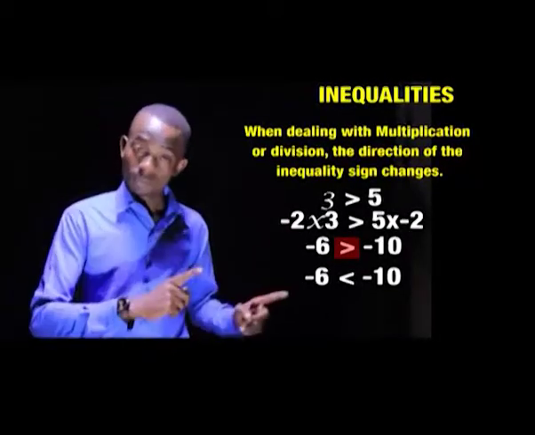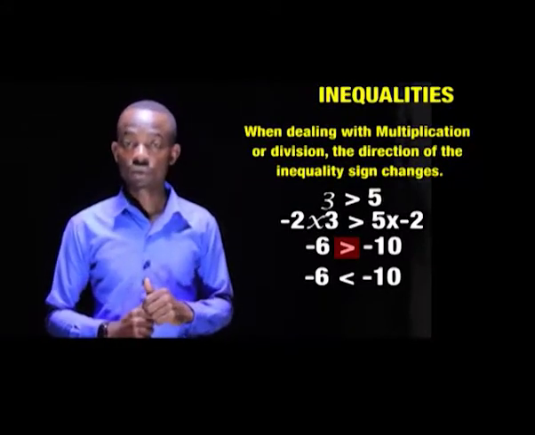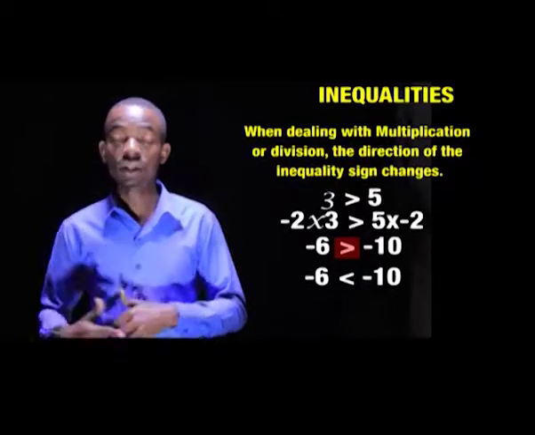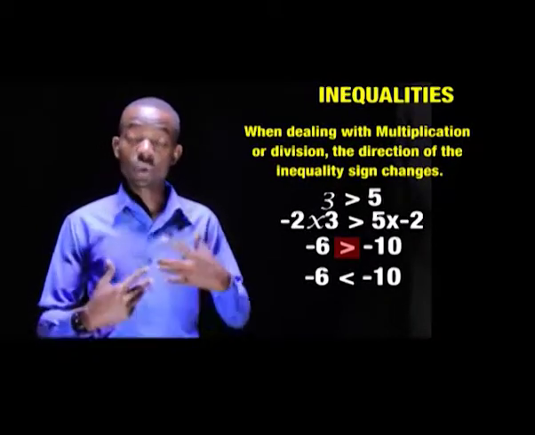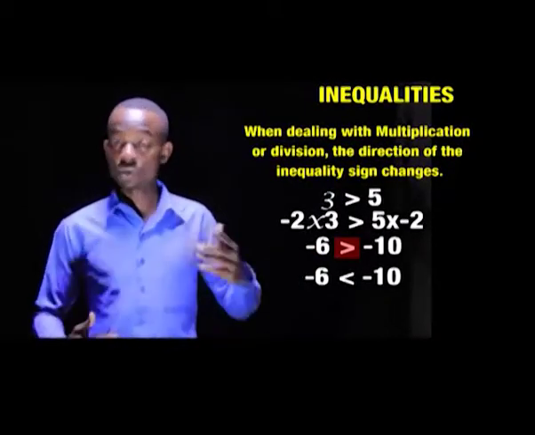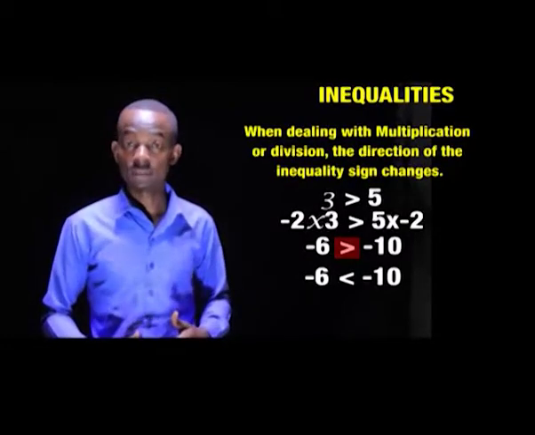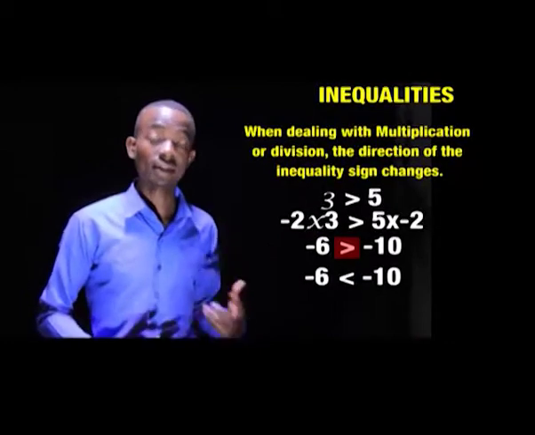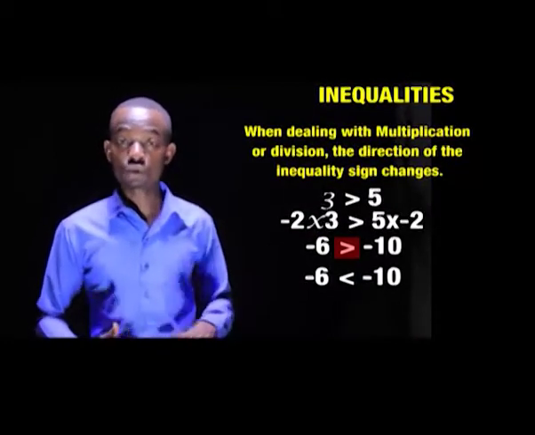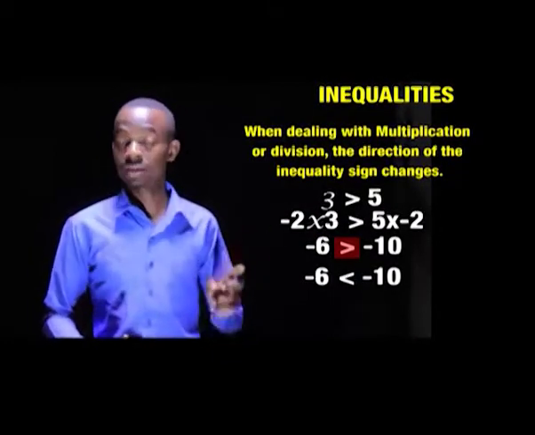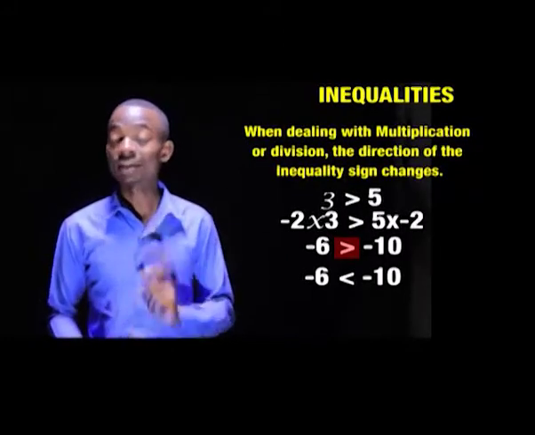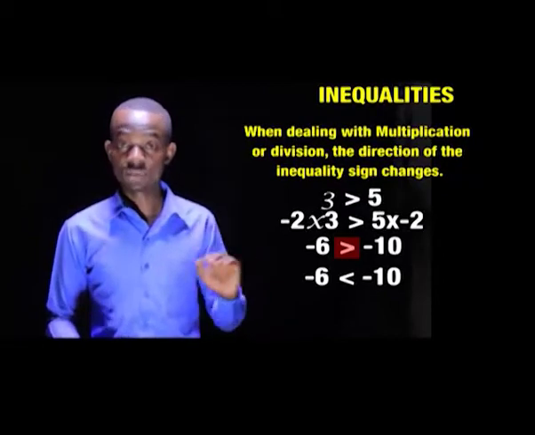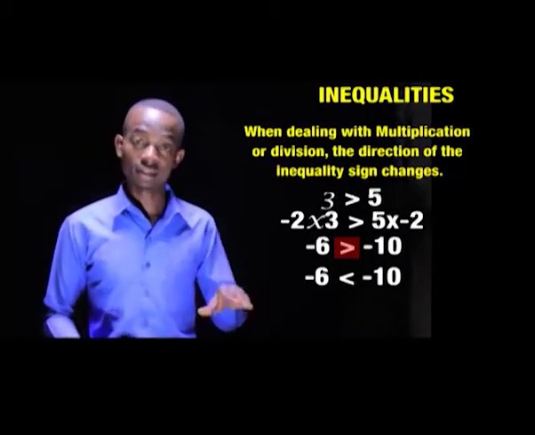Getting back to the example, we have negative 6 on the left hand side and negative 10 on the right hand side. So I change the direction of the inequality. Since we started with less than, I change it to greater than. My final statement is negative 6 is greater than negative 10. And that is very true, because when you look at a number line, negative 6 is greater than negative 10.